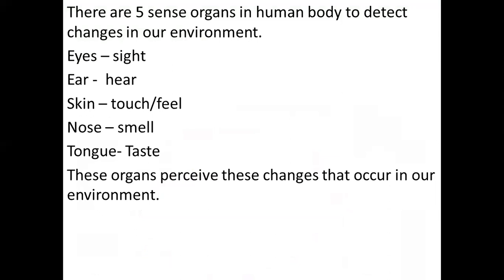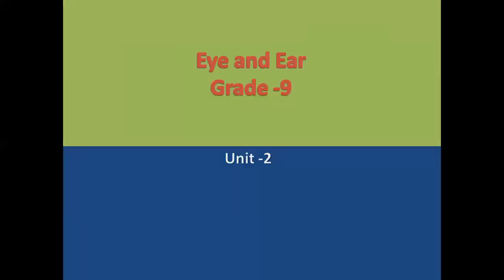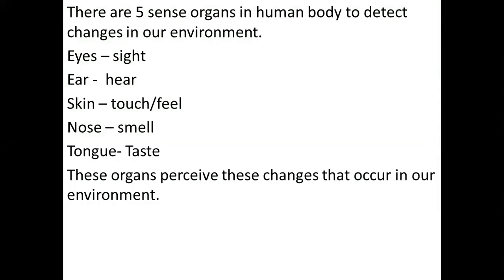Write down unit 2, human eye and ear, our lesson. Write down there are 5 senses in our environment to detect the changes in the environment. First, write down this: eyesight, ear hear, skin touch and feel, nose smell, tongue taste. These organs receive the changes that occur in our environment. Write down this.